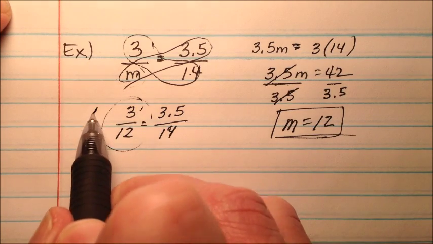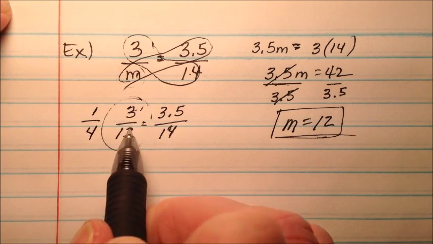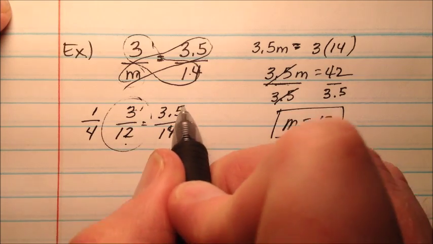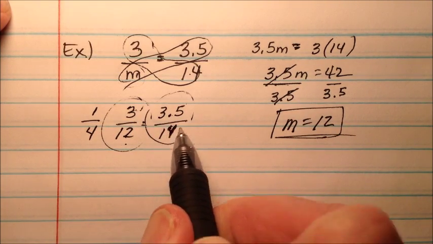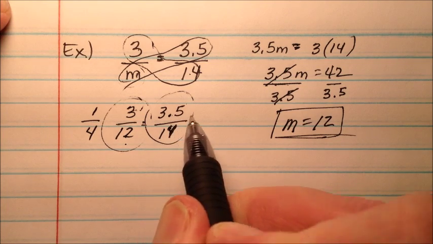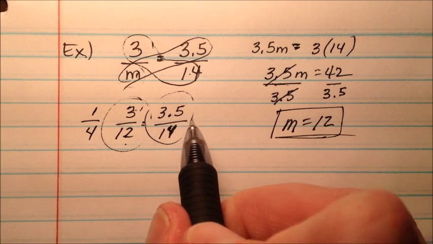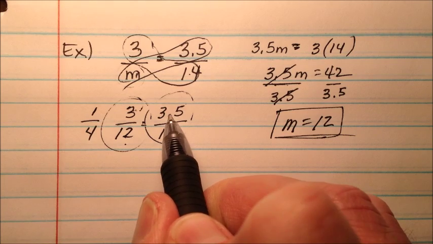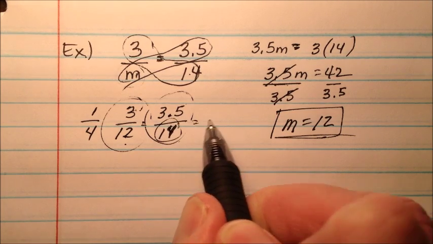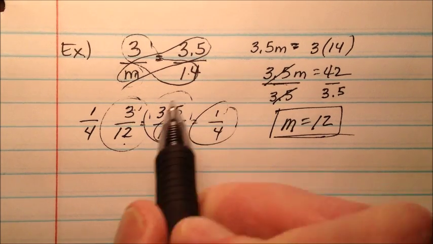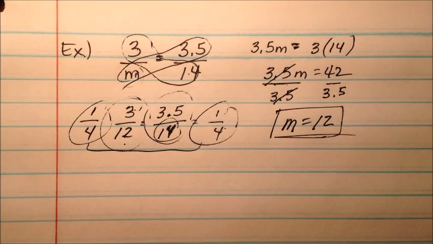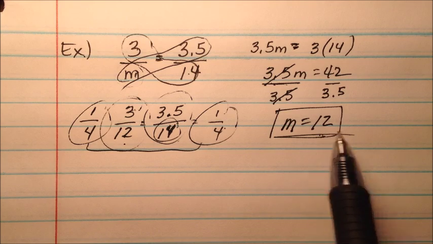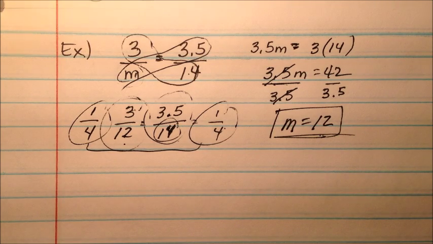If we reduce both of these, I get 1/4 here, because I can divide a 3 out of both of those terms. And I don't really like having this decimal here. Again, you could manipulate it, but if you multiply 3.5 times 4, you're going to get 14. So actually this reduces to 1/4 as well. So 1/4 equals 1/4, so we know that m is 12.